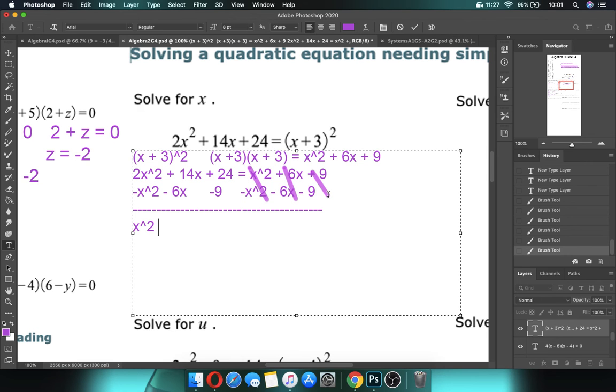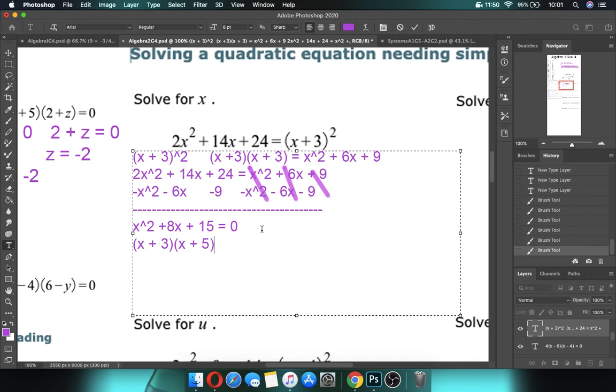What am I looking at? 14 minus 6, that's going to be plus 8x, okay? And then what is 24 minus 9? That is 15, equals 0. And again, Ms. Dubois, the magic math, human calculator person, kind of already knows what my roots are going to be. That's going to be (x plus 3) and then (x plus 5).